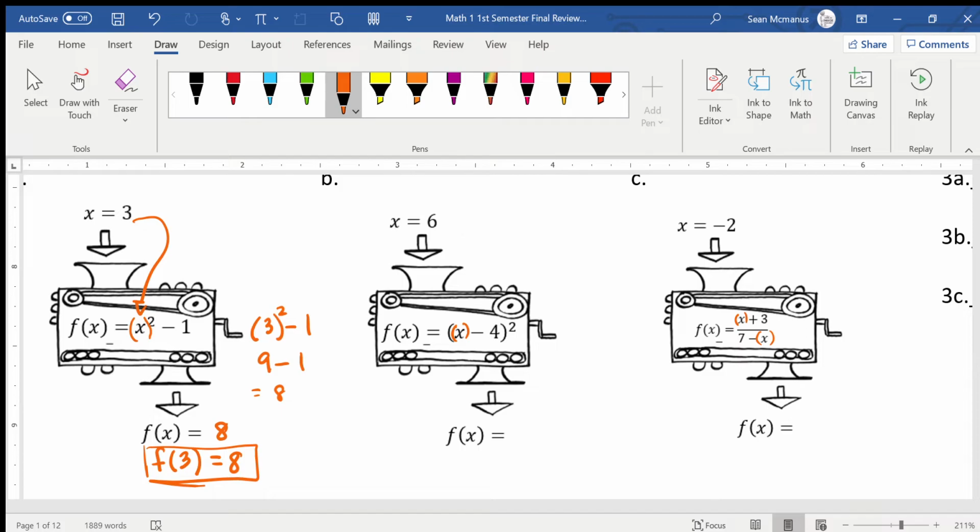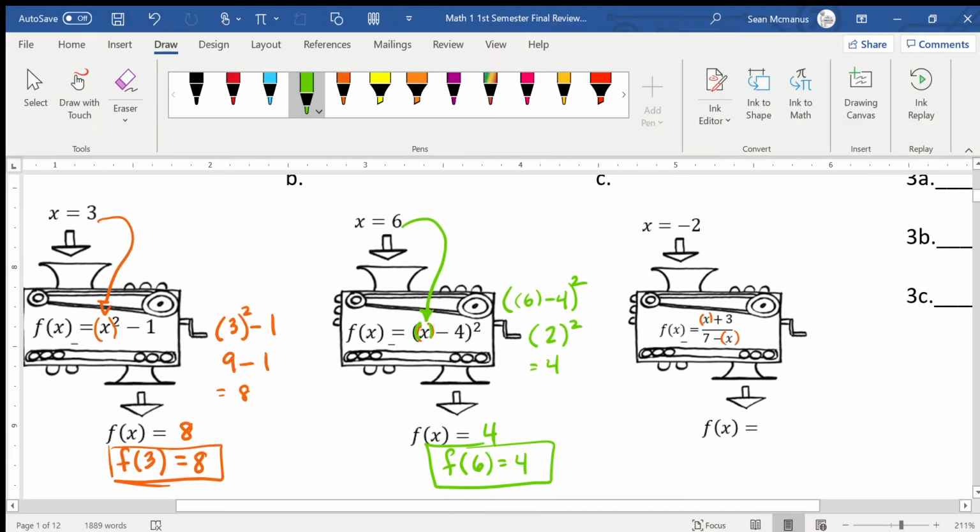Okay, let's pick a different color for this one. So we have a 6, and we're going to drop it right in there. So we have 6 minus 4 squared. I don't really need the parentheses there this time, but it helps, like you'll see on the third one we do, to keep my signs straight. So inside the parentheses, 6 minus 4 is 2, still squared, and 2 squared is 4. So if I put in a 6, I got out a 4. And I should really say f of 6 equals 4.